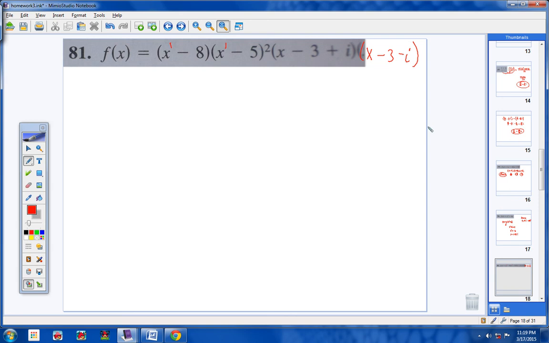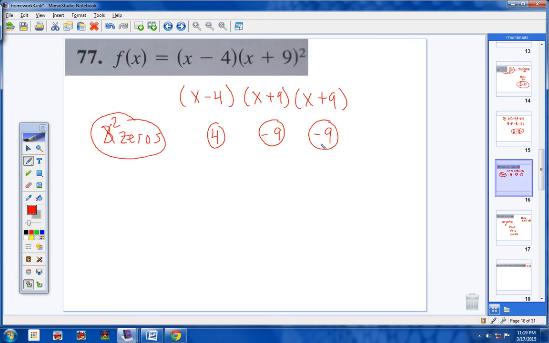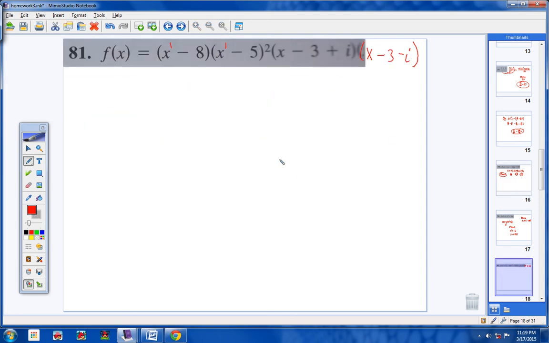I'll tell you what, on the one back here, we included the repeats. On this one, we won't, so we'll do it 2 ways. Here we have a linear factor and a linear factor. I know those are all linear because all the x's have a power of 1. So I have how many zeros? 1, 2, 3, 4. I have 4 zeros.